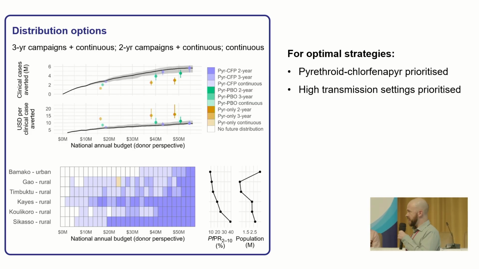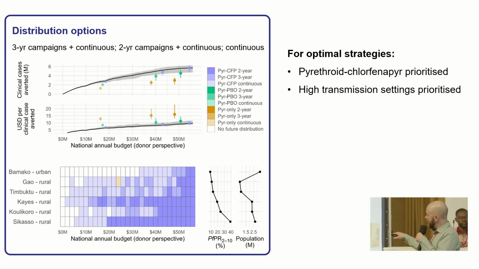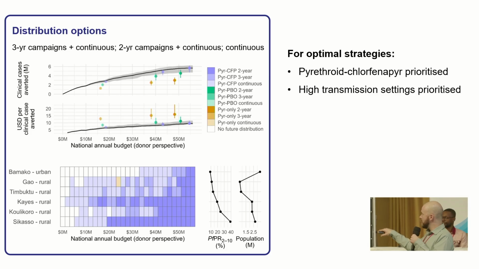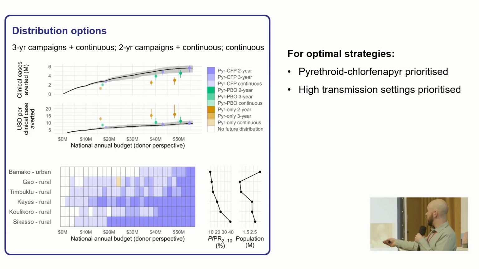So what we've done is look at a range of different potential annual budgets. I've selected a subset of regions in Mali just so this isn't an overwhelming slide. In this predominantly blue heat map on the left, we've estimated what would be the optimal national strategy if we conduct different strategies in each region.